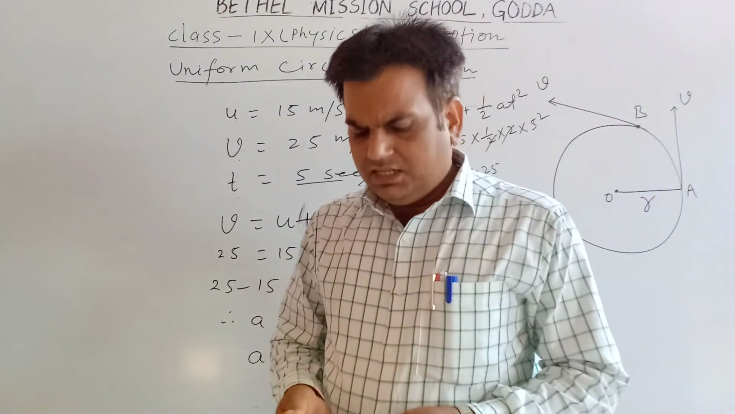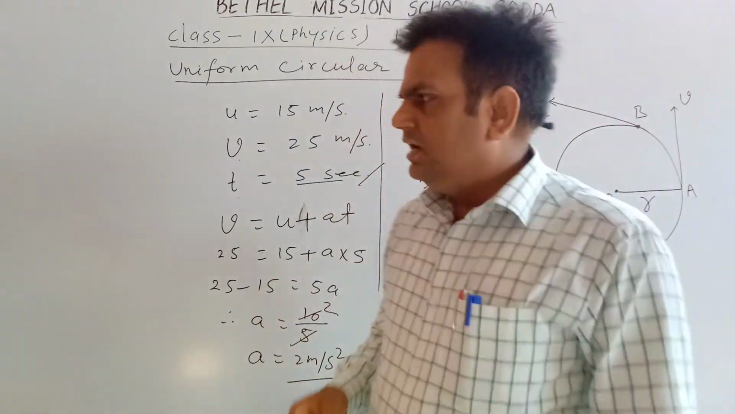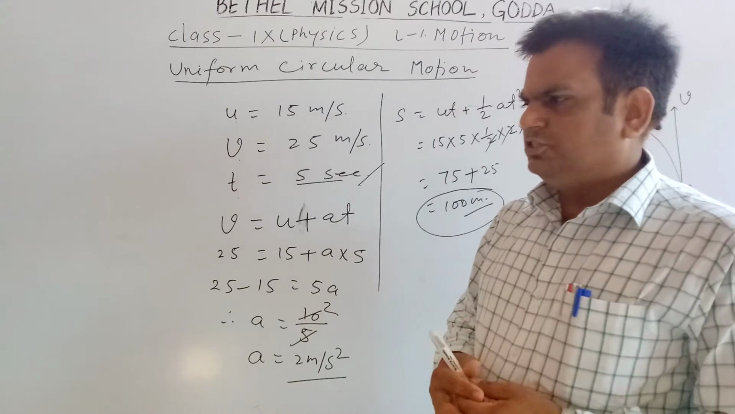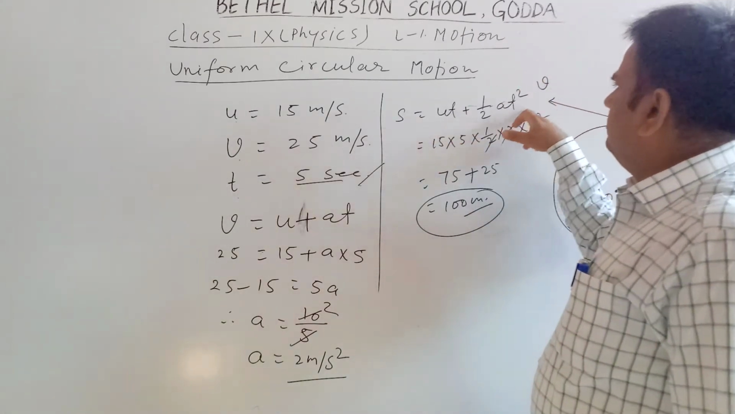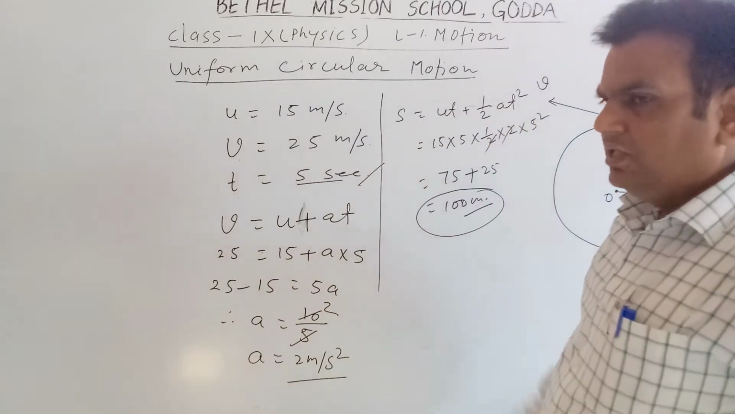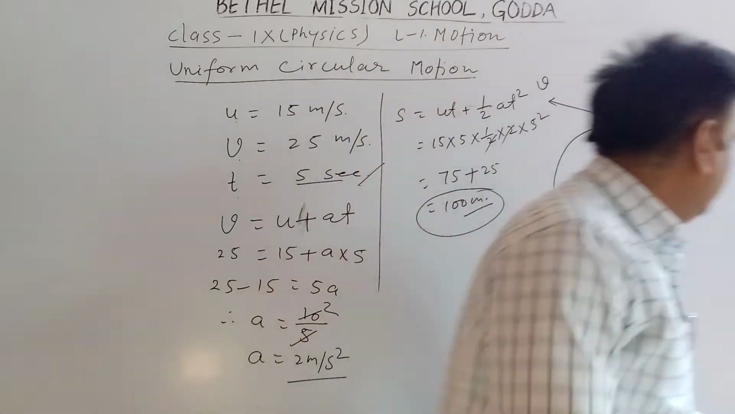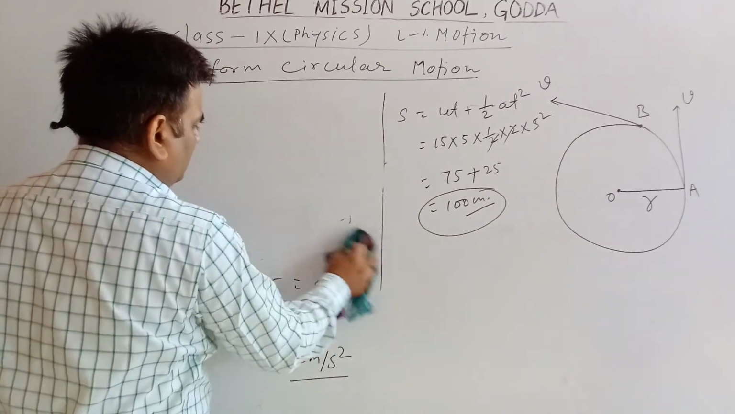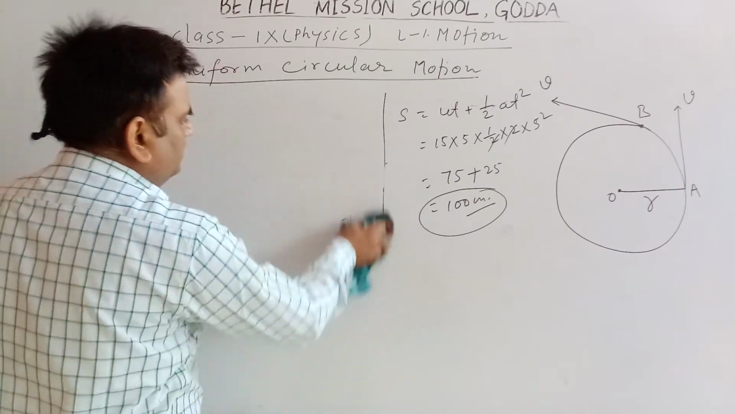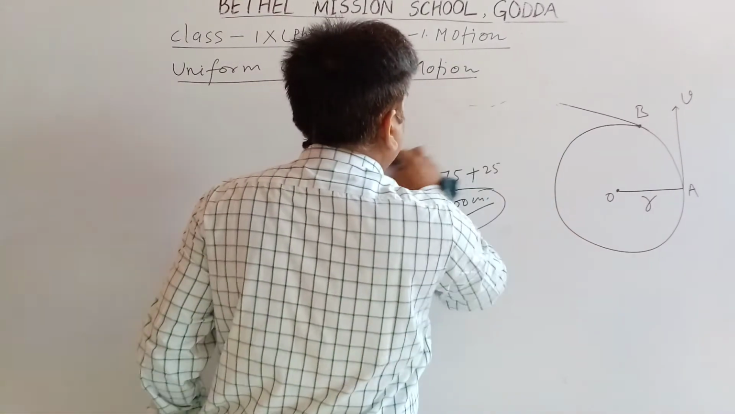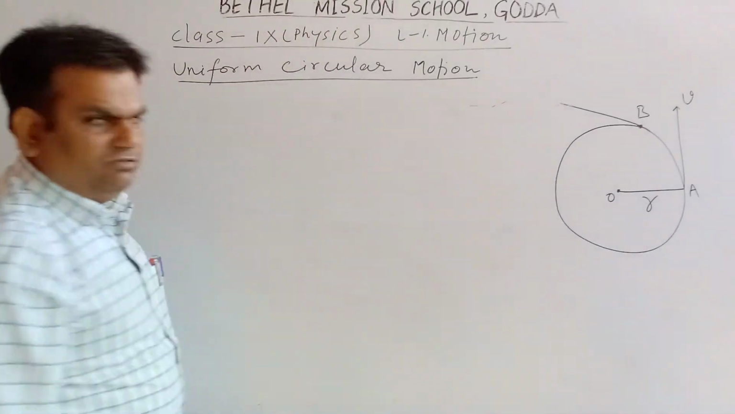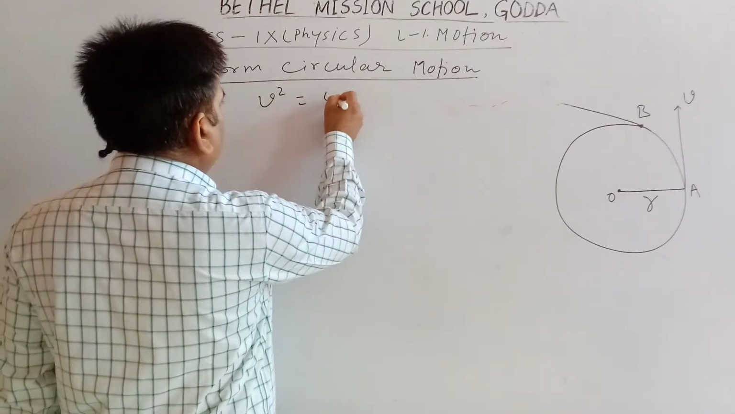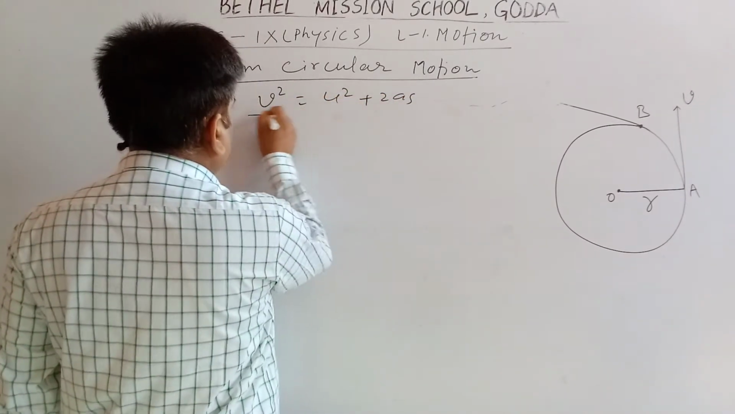Now we'll see the next question, which is based on the second equation of motion. Here you are watching the second equation of motion, and in the next question we'll see the third equation of motion. What is the third equation of motion? Third equation of motion is v square equal to u square plus 2as.